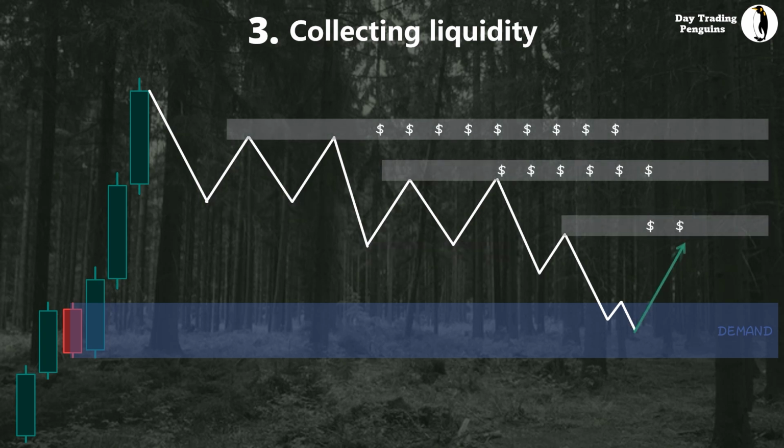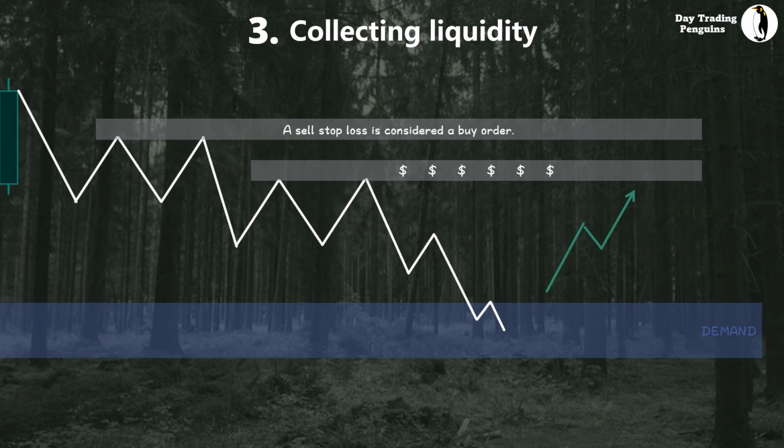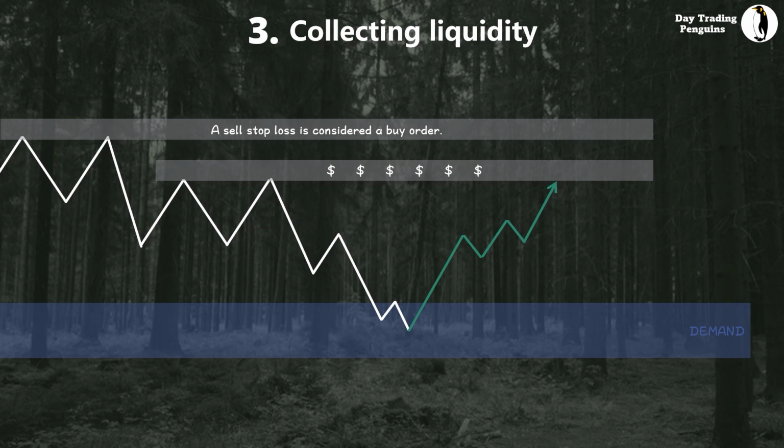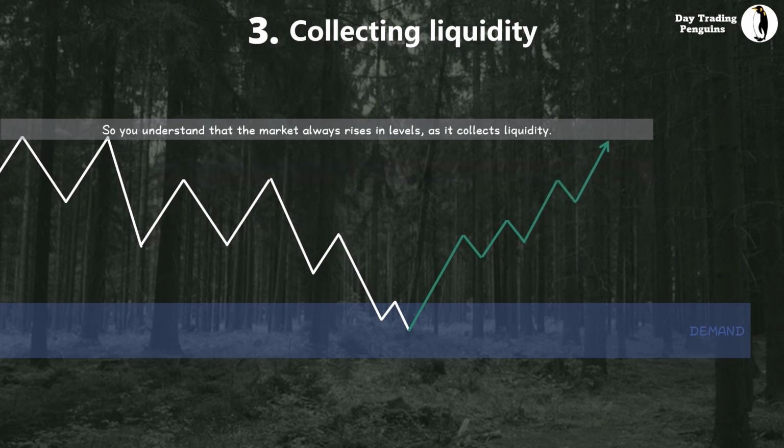How smart money uses liquidity. Stop-loss orders below support equals sell orders for smart money's buying needs. Price bounces higher as sell-side liquidity is absorbed, driving the market upward.